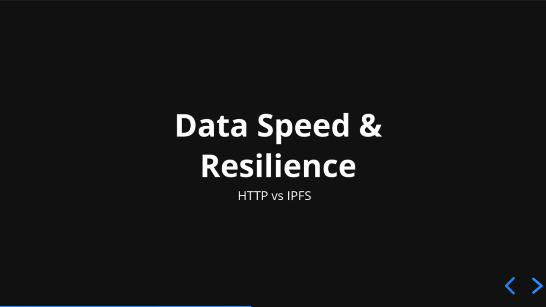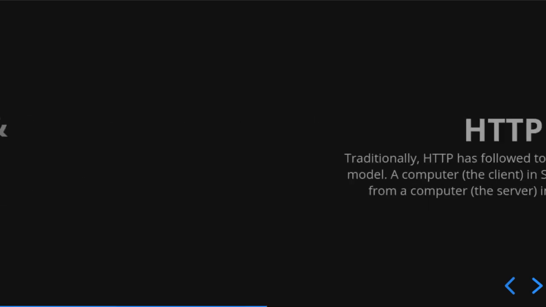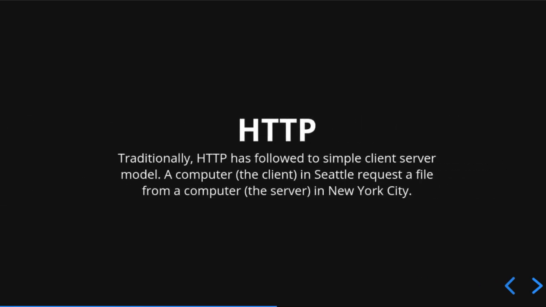So let's go into the speed and resilience. So we've covered the immutability. You really can't change the files once they're up there, which has advantages and disadvantages. So traditionally HTTP follows the simple client server model. A computer in Seattle requests a file from a computer in New York City.